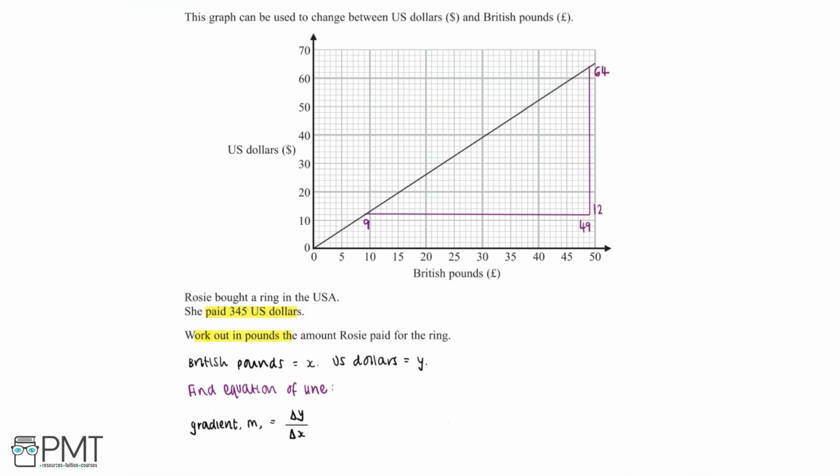Now we've drawn in our gradient triangle, and we can see that the y-coordinate at this point is 64, and the y-coordinate at this point is 12, and the x-coordinate at this point is 49, and the x-coordinate at this point is 9. Now to find the gradient, we want to find the change in y divided by the change in x. The change in y is equal to 64 take away 12, and the change in x is equal to 49 take away 9. And so we can say that the change in y divided by the change in x is equal to (64 − 12) divided by (49 − 9). Now putting these values into our calculator, we'll find that the gradient of the line is equal to 1.3.